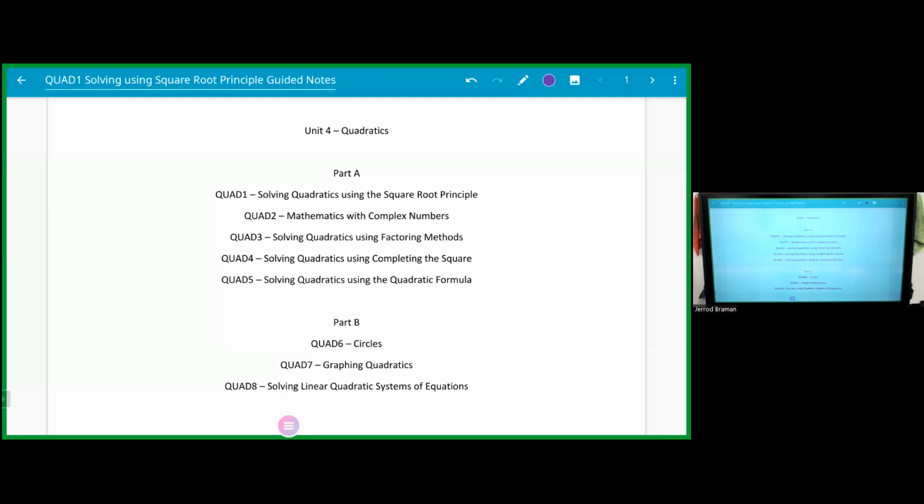Welcome everybody to our Unit 4, or whatever unit this is going to be, introduction about quadratics. We're going to do a lot of different things with quadratics. We're going to learn how to solve quadratics 4 different ways. That's these right in here.